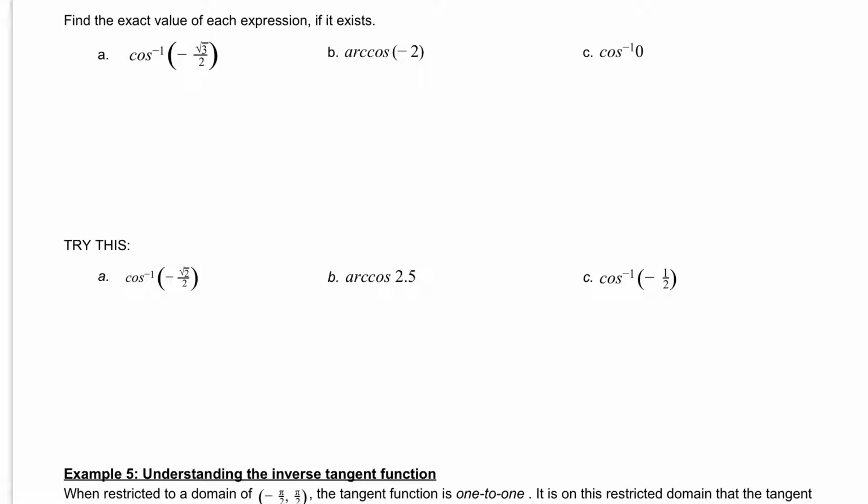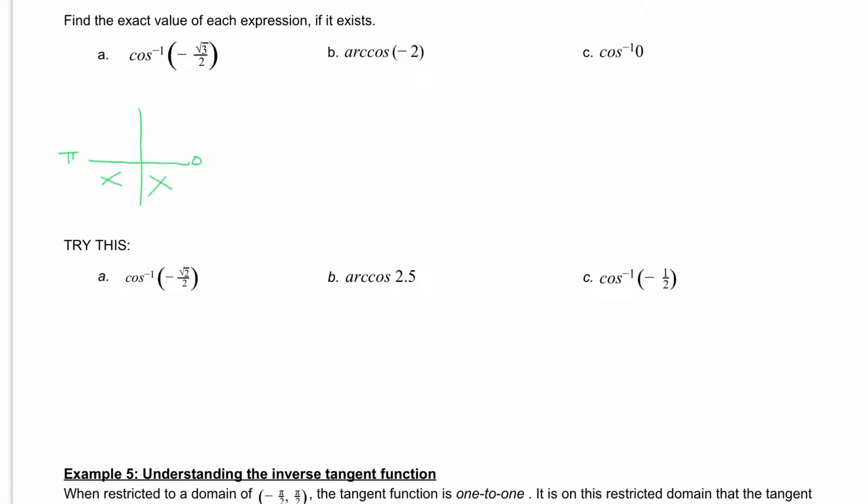In this example, we are going to evaluate our inverse cosine functions. So in letter A, we have the cosine inverse of negative square root of 3 over 2. So we will start by figuring out what quadrant we're going to be in. For our cosine, if you think about the box on the previous page, we cannot have cosine in the third or the fourth quadrant. Our inverse function will only be between 0 and pi, giving us the first two quadrants. Cosine is positive in the first and negative in the second.